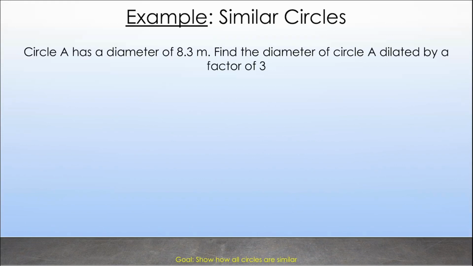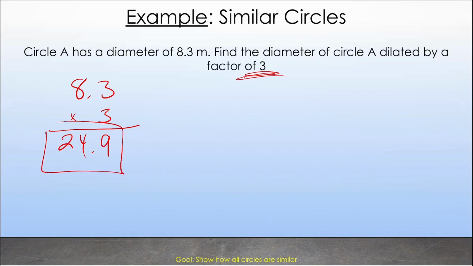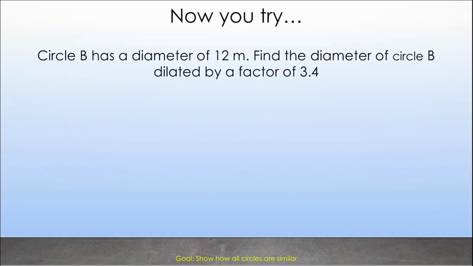All right, so circle A has a diameter of 8.3 meters. Find the diameter of circle A dilated by a factor of 3. So simply all we're going to do is we want something that is 3 times bigger, so I can just say 8.3 multiplied by 3. 3 times 3 is 9, 8 times 3 is 24. We get 24.9 meters is going to be the diameter. That is 3 times bigger.